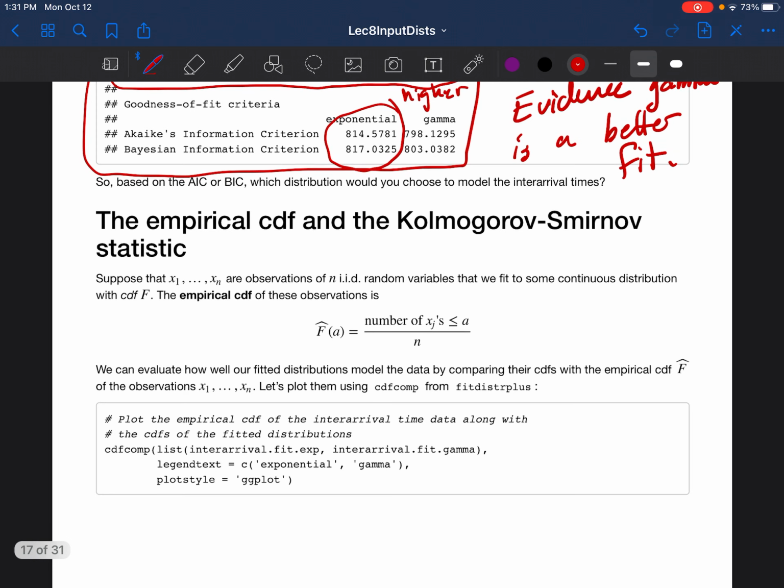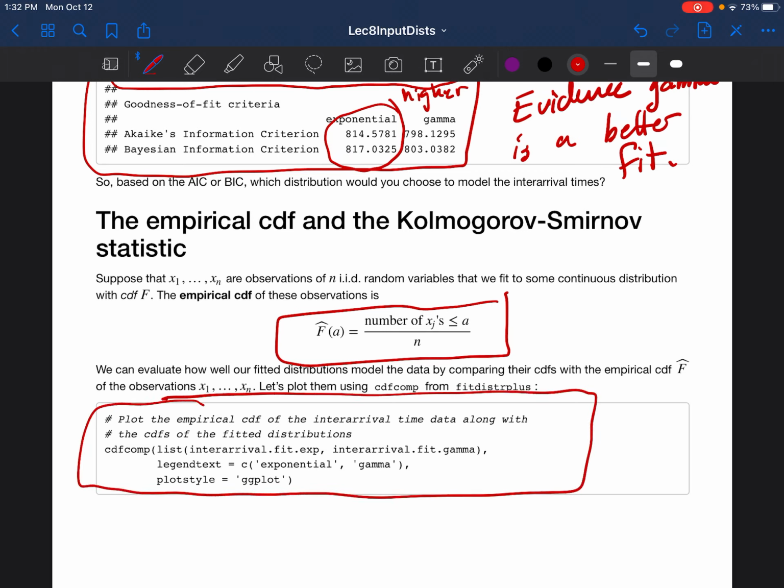Okay, the final test we'll talk about is the Kolmogorov-Smirnov statistic. The first thing we need to think about is the empirical CDF. It's a way of constructing a cumulative distribution function from data. If you think about what that means, over all the observations, for a given A, how many of them are in fact less than or equal to A. So that's described here. And so you can think if you were just given a bunch of data, you could actually construct this cumulative distribution function.